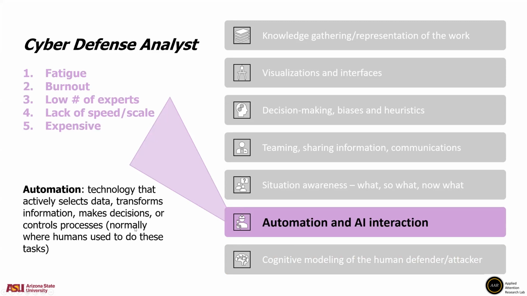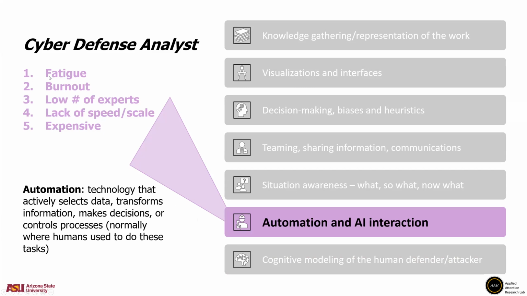Now, before we dive too deep, I want to promote this definition of automation, which is really concerning technology that selects data, transforms information, can make decisions or control processes. And normally this is taking over something where humans used to do all of these tasks. And certainly in cybersecurity, there's a large amount of automation at low levels as computers are commonly automated in some fashion. But as the decisions percolate back up to requiring some amount of human expertise, automation tends not to be performing those things yet.